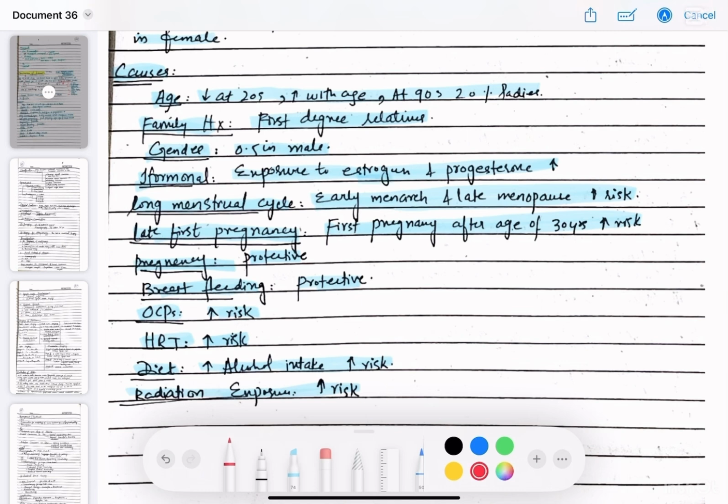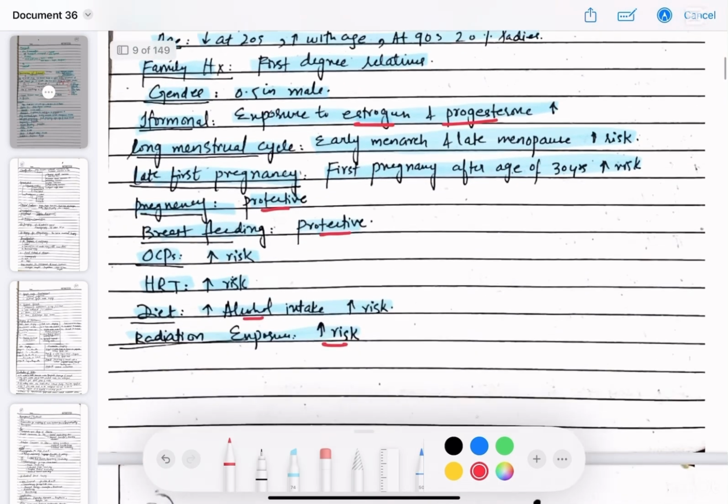and OCPs increase the risk, HRT increases the risk, diet, that is, increased alcohol intake increases the risk, and radiation exposure increases the risk, and breastfeeding is protective and pregnancy is protective. So these are the causes.